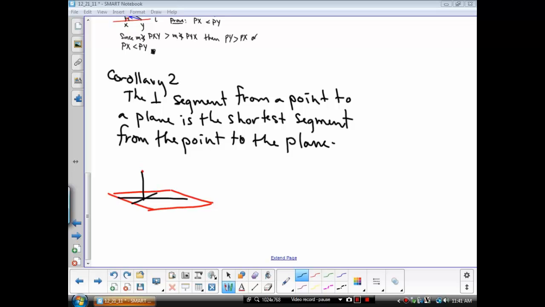So we have right angles formed between this segment and every line that goes through the point of intersection of that segment in the plane. If we call this point P and that intersection with the plane X, and if we draw another segment that goes from that point to the plane, call it PY, we can basically use the same proof that we used on corollary 1. So our given is going to be the diagram.